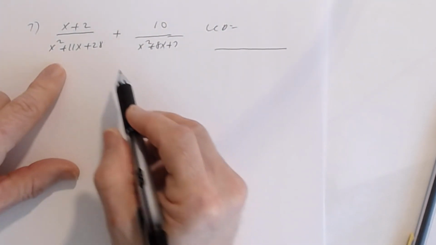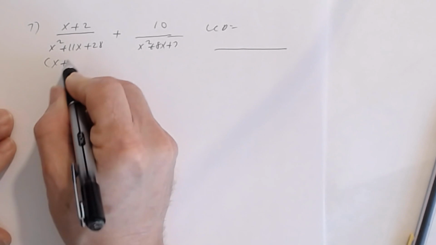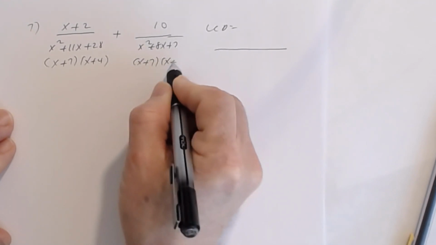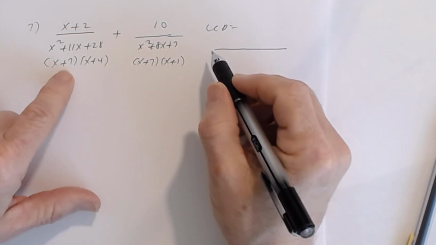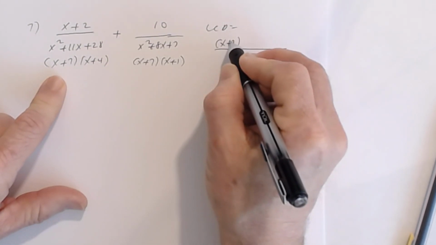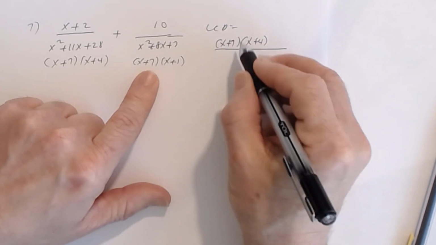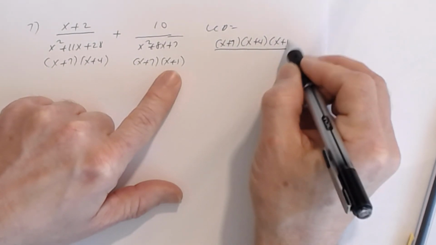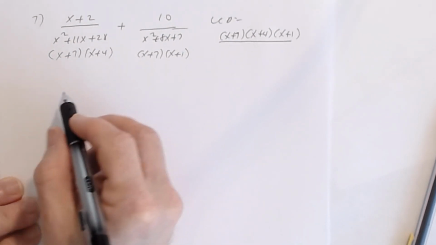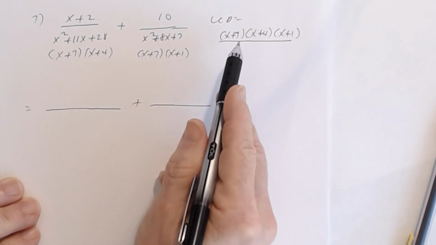All right, so for your least common denominator, you have to factor the denominators first. So this right here, I can factor as x plus 7 times x plus 4. And this one I can factor as x plus 7 times x plus 1. And so the least common denominator is going to involve every unique factor that you see. So I see an x plus 7, I have to use it. I see an x plus 4, I have to use it. I see an x plus 7, I already have it. I see an x plus 1, I have to use it. So your least common denominator has these three factors. And so now we're going to write two rational expressions with that LCD.